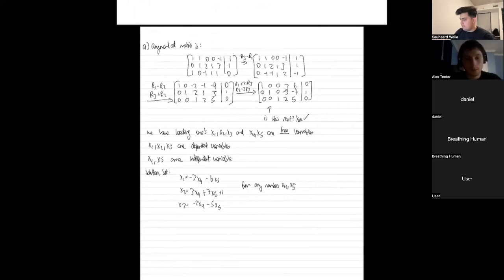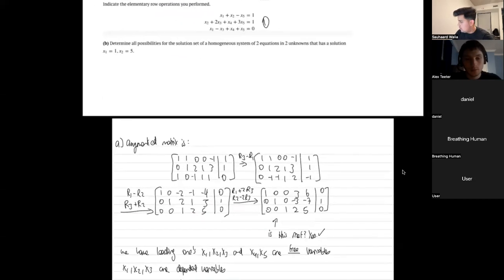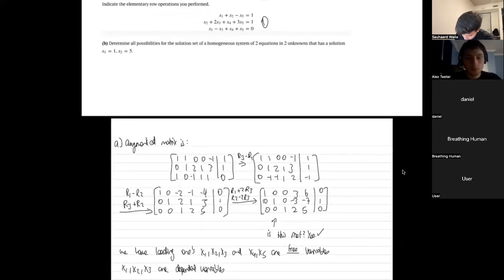Perfect. And for the second question, remember we weren't done just quite yet. We also have to determine all possibilities for a solution set of a homogeneous system of two equations and two unknowns that has a solution.